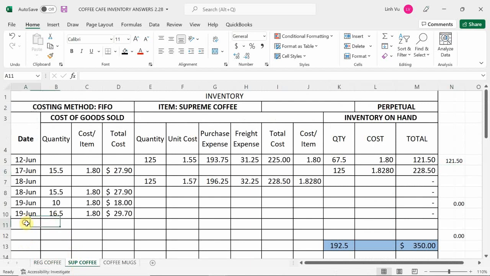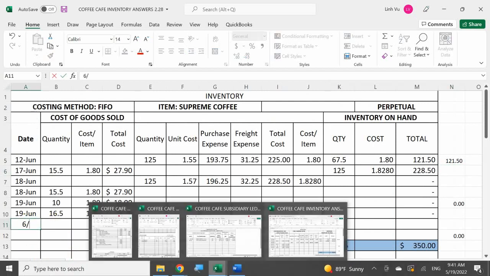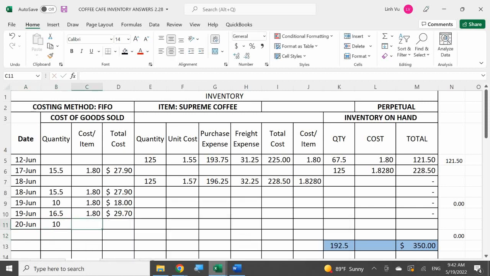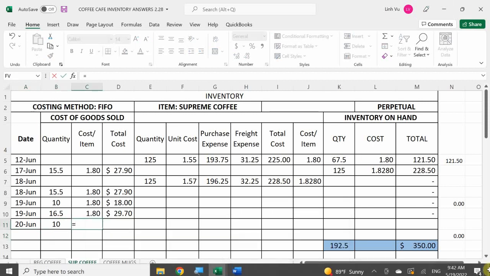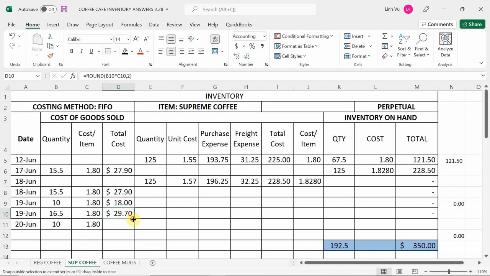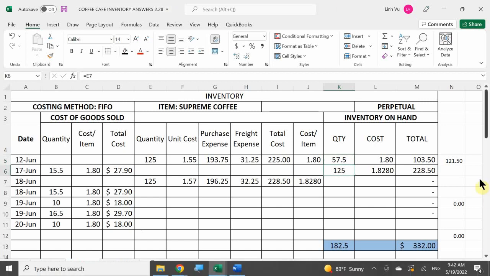Okay. Supreme Coffee, right? I end up selling 10 pounds of the Supreme Coffee, which, looking at the first in, first out, the first batch I have is at $1.80. So that's going to give me $18. Okay? And of course, I need to update my inventory as well, okay? Because I no longer have 67 and a half. I have 57 and a half now, okay?